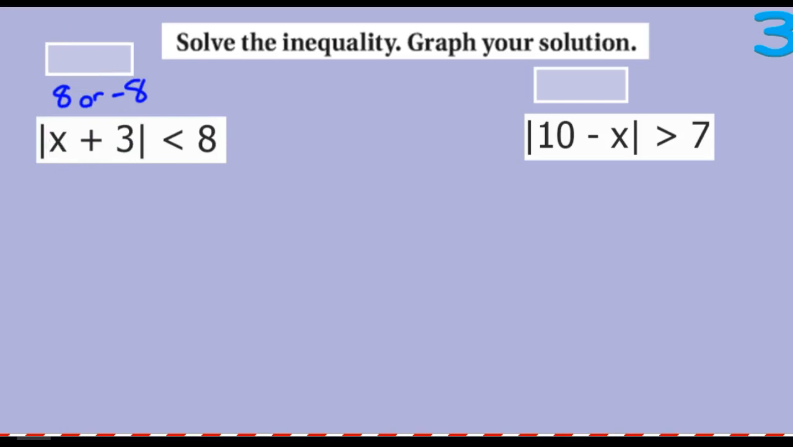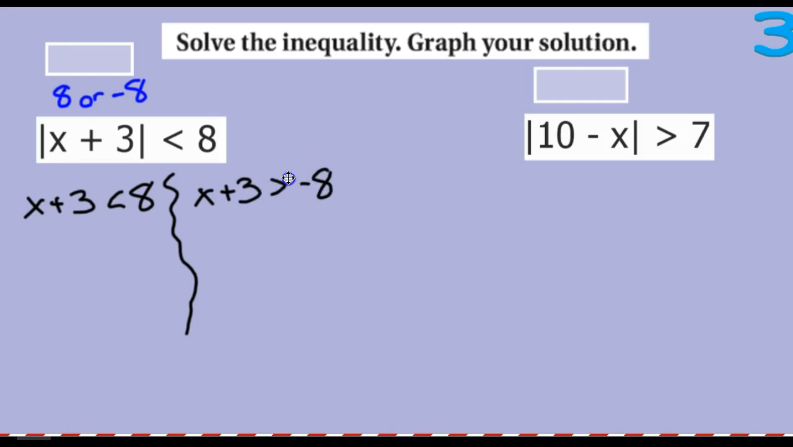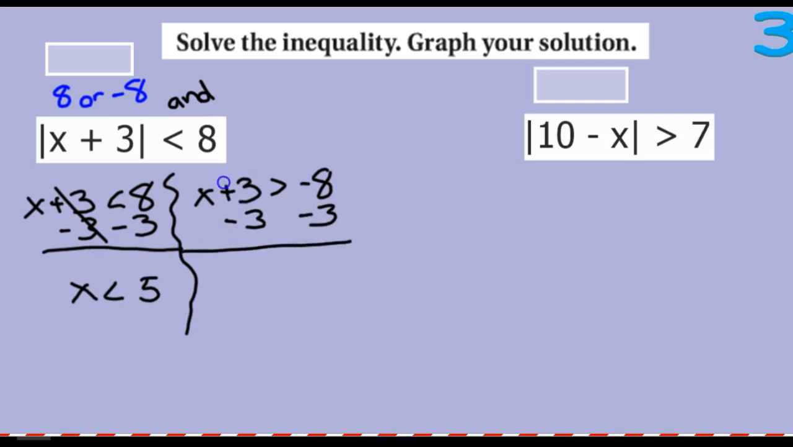So if we create this problem, we're going to have x plus 3 is less than 8, just like we have before, and x plus 3, now we're going to flip our sign, because we're flipping from a positive to a negative, is greater than negative 8. I see that this is a less than, so I know immediately it's going to be an AND inequality. So I'm going to subtract 3. So we get x is less than 5. Subtract 3 over here. And x is greater than negative 11.